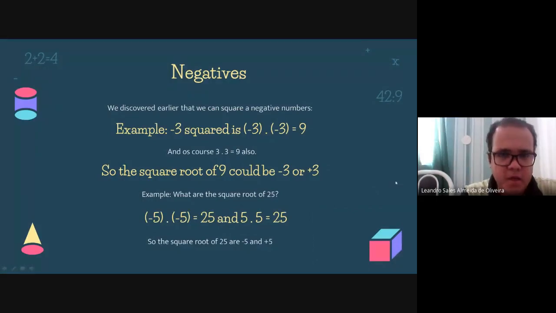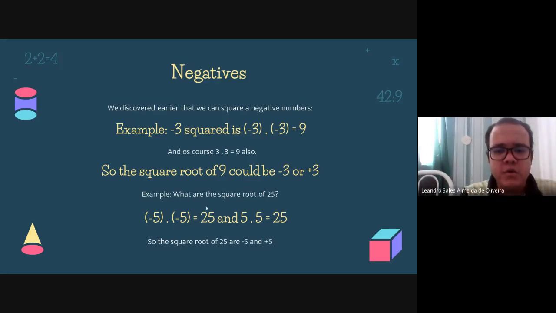Negatives. We discovered earlier that we can square negative numbers. Remember? -3 squared is -3 times -3 equals 9, positive. And of course, 3 times 3 equals 9 also. So the square root of 9 could be -3 or +3, right?